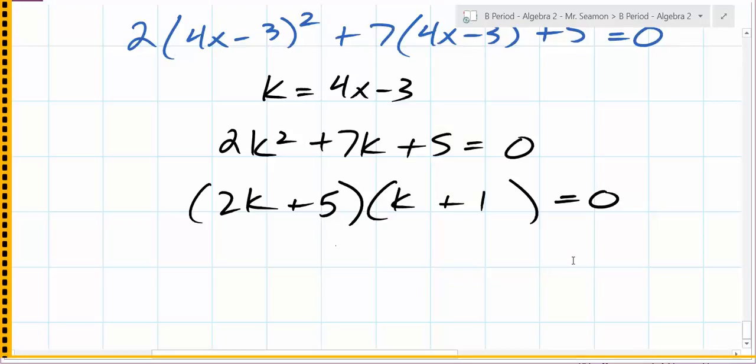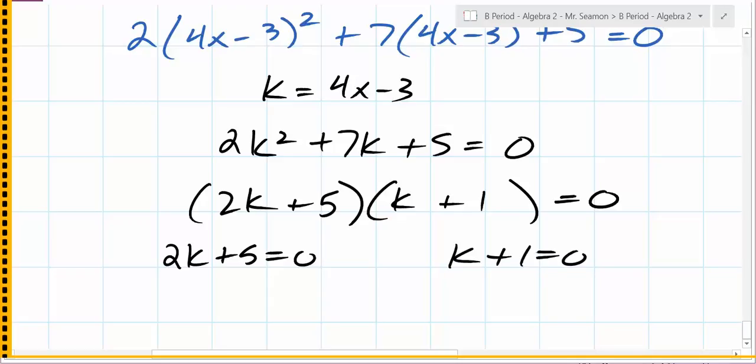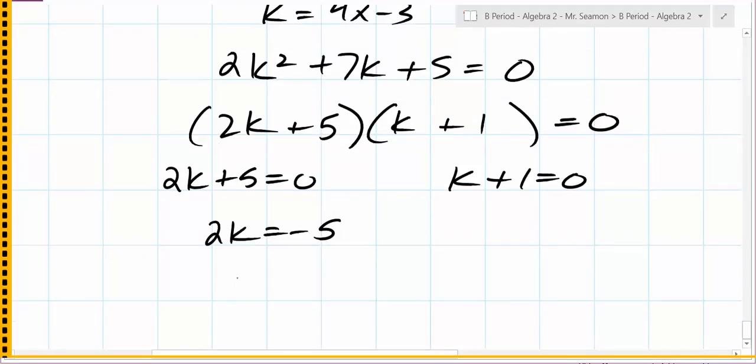Yeah. So at this point, what do we know? 2k plus 5 is equal to 0, or k plus 1 is equal to 0. So what do we know? 2k is equal to negative 5. k is equal to what? Negative 5 over 2. Or k is equal to negative 1. But what is k?